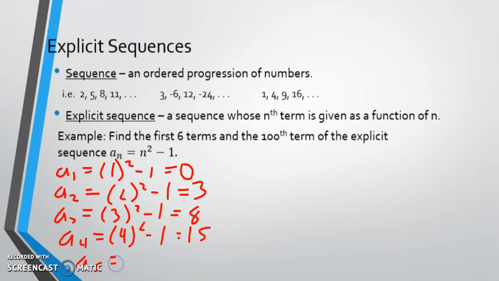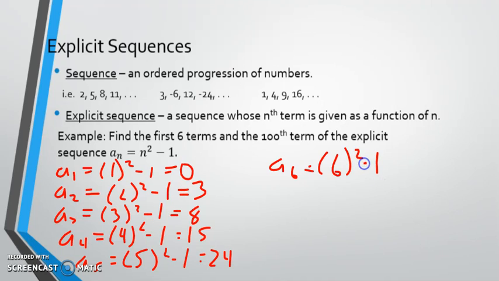The fifth term is 5 squared minus 1, and the sixth term is 6 squared minus 1. So here's the nice thing about an explicit sequence. They want us to go ahead and also find the 100th term of the pattern. I don't have to keep doing this one at a time. I don't have to find the 7th, 8th, 9th, and 10th to do this. I could just jump to finding the 100th term in the pattern by plugging in n is 100.